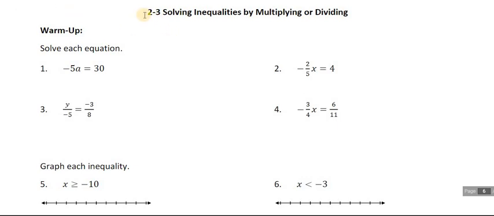Section 2.3 deals with solving inequalities by multiplying or dividing. So our warm-up today consists of 4 problems where we are simply solving an equation and 2 problems where we are graphing inequalities.